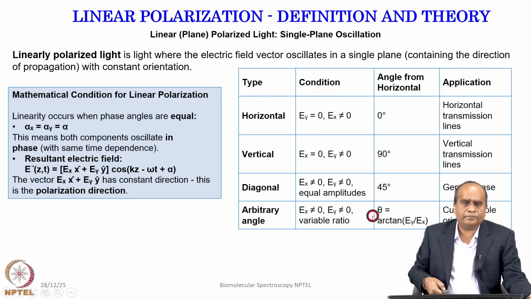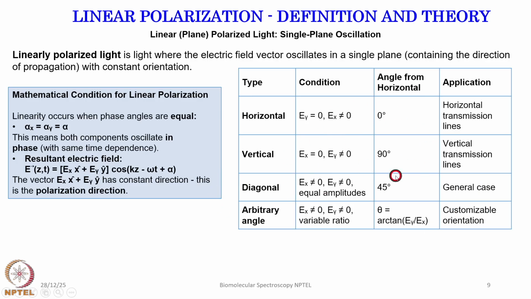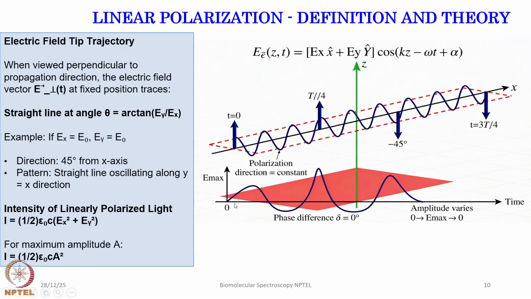Here you have types of lines. Horizontal: E y equal to 0, E x not equal to 0, then the angle from the horizon is 0 degrees, a horizontal transmission line. Vertical: E x will be 0, E y not equal to 0, that is 90 degrees, a vertical transmission line. Diagonal: E x and E y both not equal to 0 with equal amplitude, that is the 45 degree case. And then an arbitrary angle: E x not equal to 0, E y not equal to 0, then theta is some angle, where tan theta is E y by E x. That is a customized orientation of these lights. So, we can have different kinds of polarization, right.